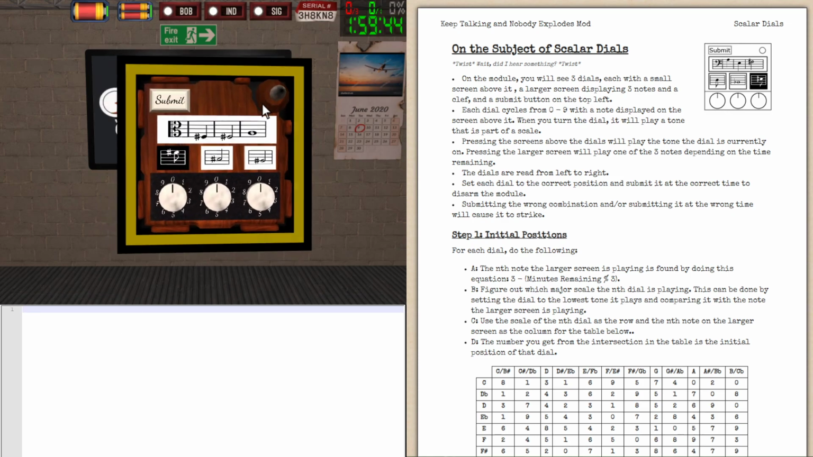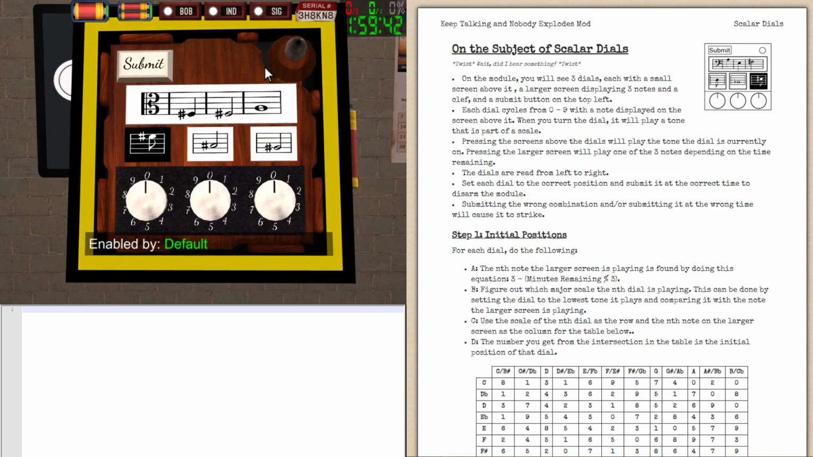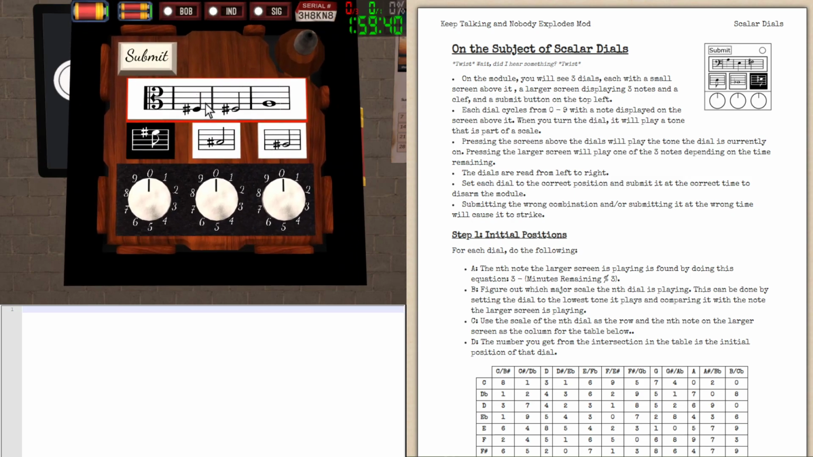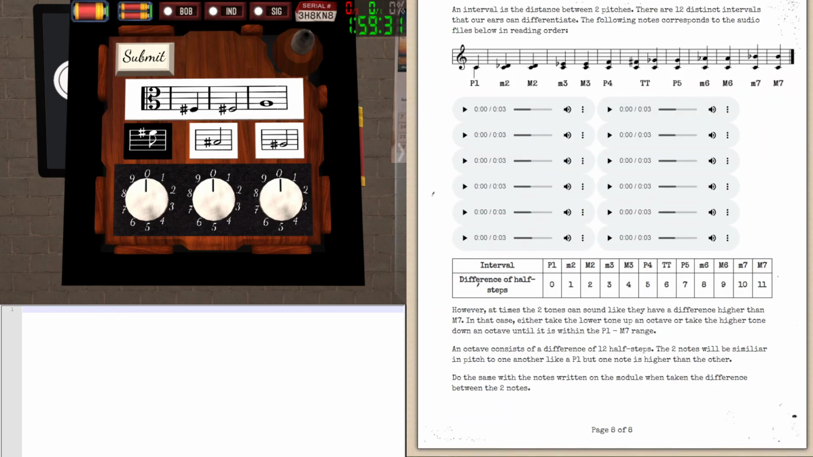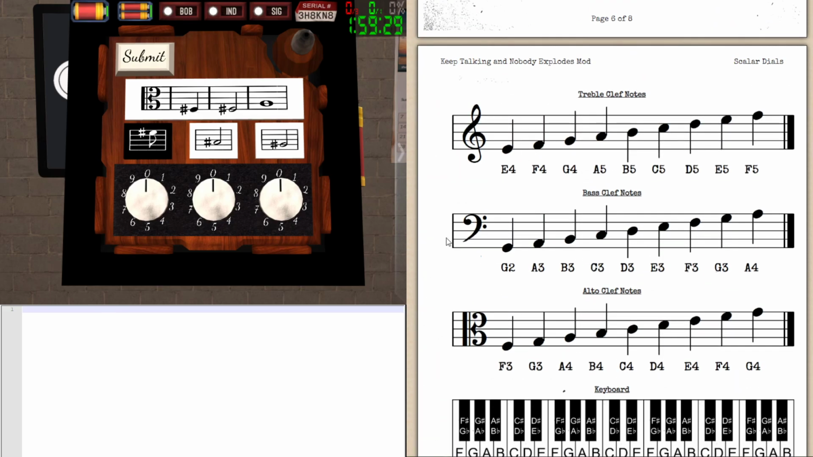So, there's a lot of information to cover. First off, you're going to need this big screen, obviously. And this big screen will have a clef and 3 notes. There are 3 different clefs: there's a treble, alto, and bass clef. In this case, this is an alto clef. And the notes, if you don't know the notes, here's usually how I do it.